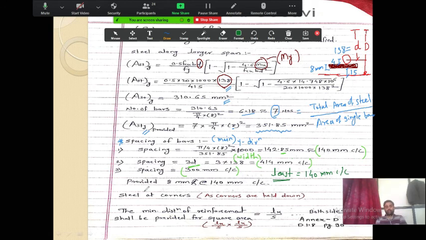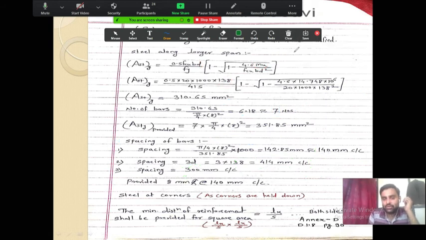So here you can write: provide 8 number of bars, correct? Whatever may be the number of bars, here I have written 7 number of bars. Provide 7 bars of 8 mm diameter at 140 mm center to center. That's it. It is for per meter width, for 1 meter. Till now we have calculated the steel in x direction and also the steel in y direction. What have we calculated?